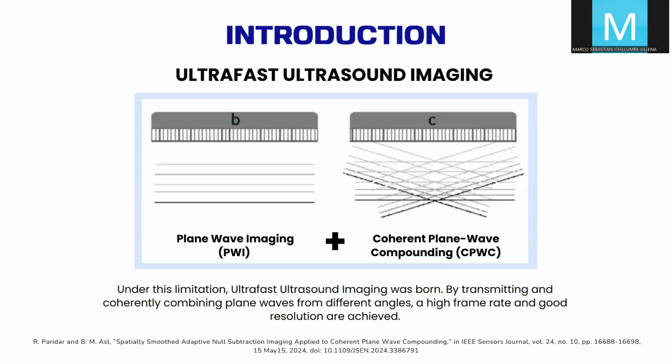Instead of transmitting one focused beam at a time, ultrafast imaging uses plane wave imaging, where the entire array transmits a plane wave simultaneously. This produces extremely high frame rates, but at the expense of degraded resolution and contrast. To improve image quality, coherent plane wave compounding was introduced, which combines several plane waves transmitted at different angles to enhance the image. Although this produces better results than single-angle plane wave imaging, it still doesn't reach the resolution obtained with focused beam imaging. This motivates the exploration of more advanced beamforming strategies, including nonlinear approaches such as the null subtraction imaging.